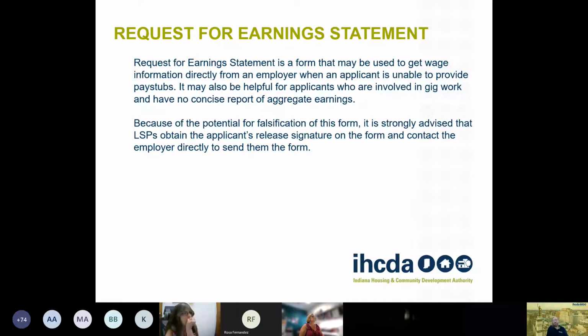It should be noted that there is a high potential for falsification of this form, and so we strongly advise that you obtain the applicant's release signature on the form and also ask them for the contact information of their employer, and then contact the employer and figure out how to send it directly to them rather than entrusting the form to the applicant to have it filled out.